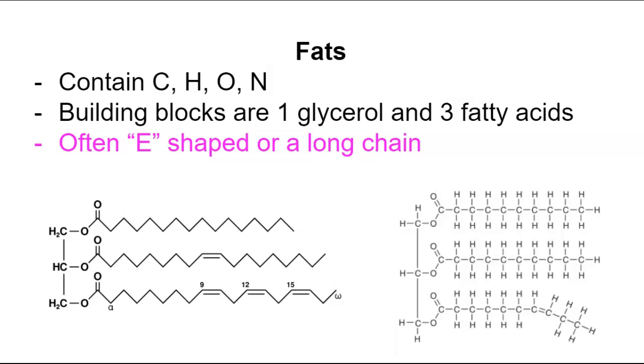So this is one way you can differentiate between carbohydrates and fats, right? They both have C's, H's, and O's. The difference is that carbohydrates are going to have the hexagon. Fats are not.